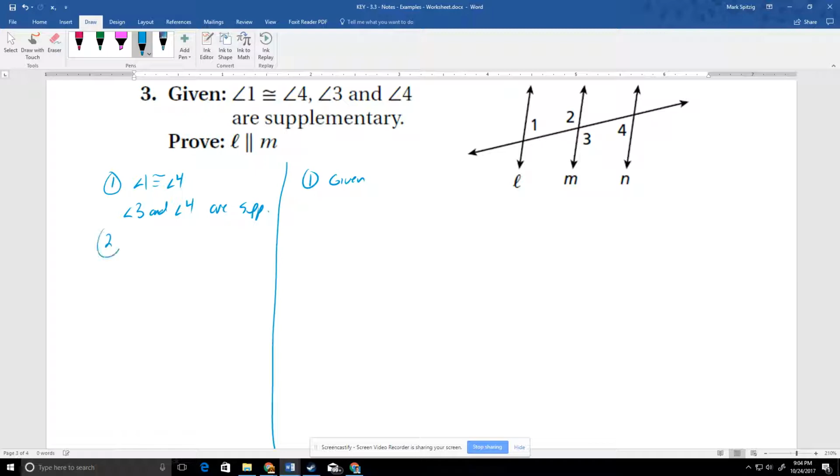So again, we're trying to end up proving that these are parallel. For L and M to be parallel, that's my goal. The only way that we can prove that they're parallel is one of those four properties that we talked about.